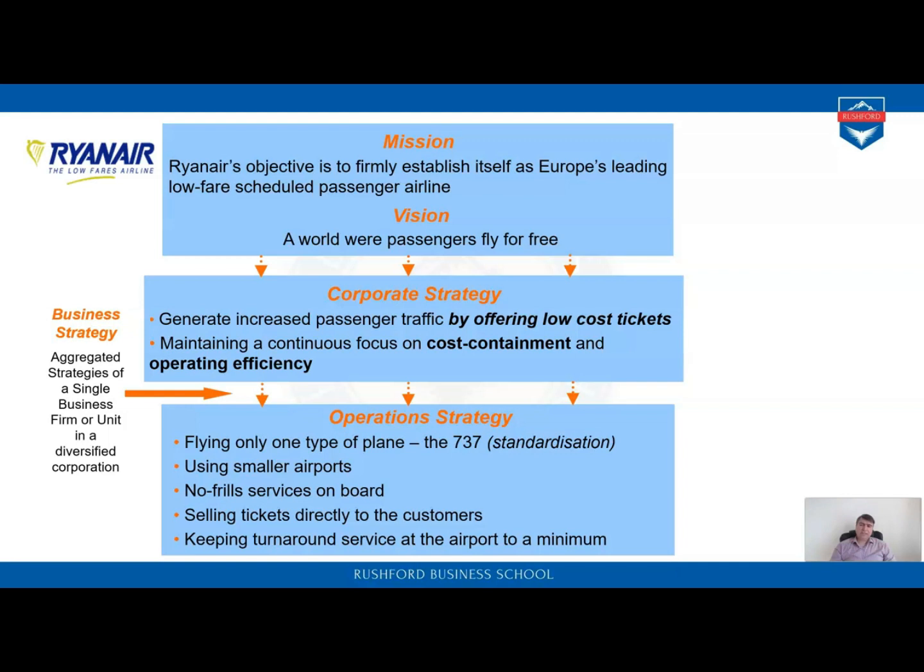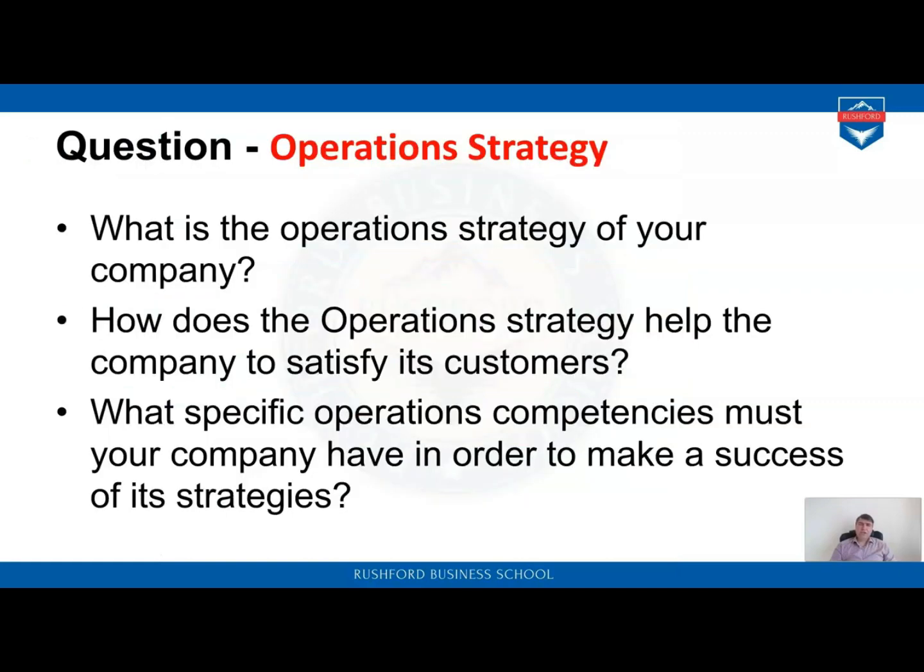Business strategy is the aggregated strategy of a single business firm or unit in a diverse corporation. So the question now is: please go through what the operation strategy of your company is at the moment, and find out about it. How does the operation strategy help the company satisfy its customers? How do you add value to the customers? What specific operations competencies must your company have in order to make a success of its strategy? This is the activity for you to answer. You can go through the recommended book and other resources we are putting in the module.